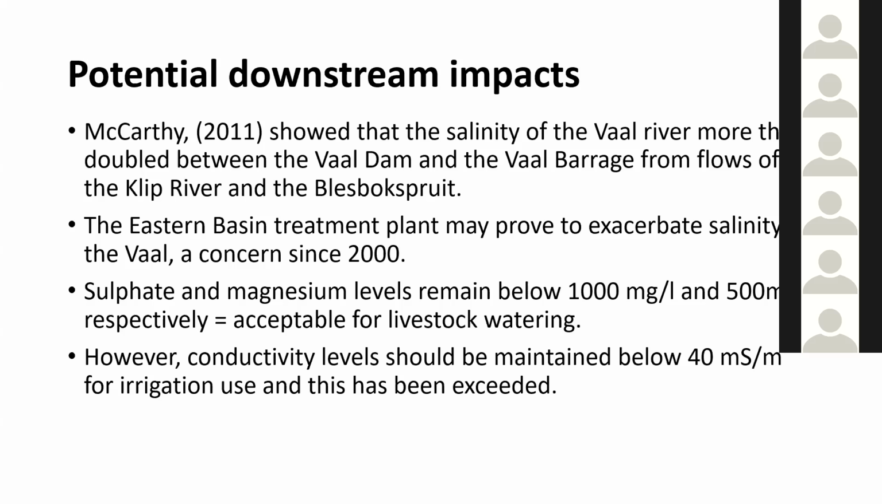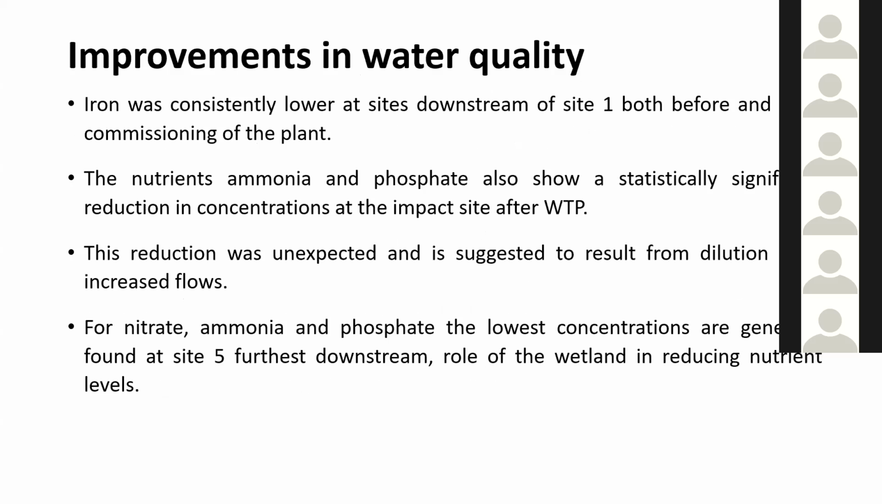Currently, magnesium and sulphate levels are acceptable for livestock, which takes place downstream of the Blesbokspruit, but farming also takes place downstream of the Blesbokspruit, and conductivity levels need to be maintained below 40, and that's been exceeded. So people that need to irrigate their crops would have to treat that water. There were some improvements. So for example, iron, the nutrients of ammonium, phosphate, and nitrate were all reduced.